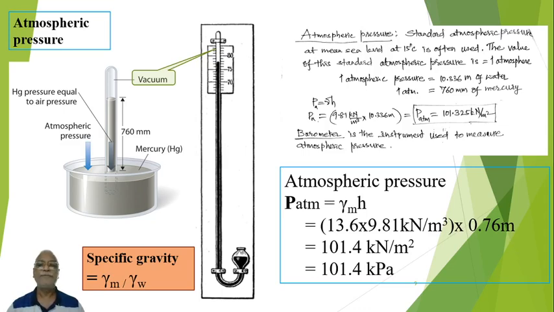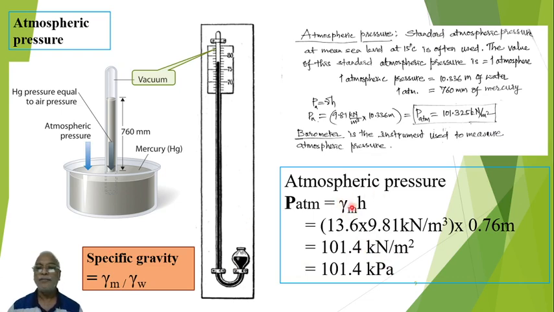Hello everyone, we'll continue our discussion on pressure. Already we have seen that atmospheric pressure gets calculated to a value of 101.4 kilonewton per meter square.